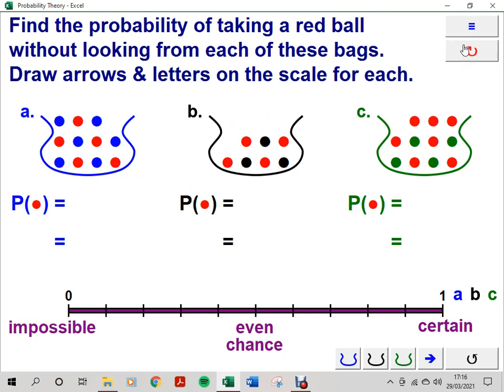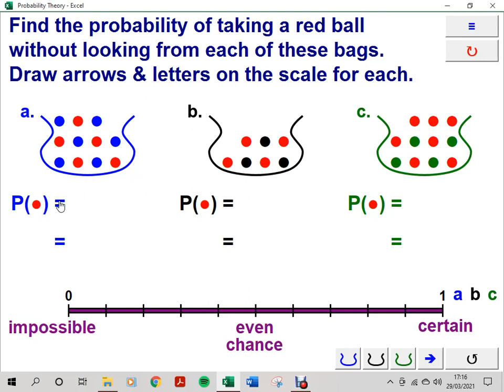Let's choose this trio of bags. Ask your pupils, from which bag do I have the greatest probability of taking a red ball without looking? How to answer that? Well, the probability is equal to the number of red balls expressed as a fraction of the total number of balls in the bag.